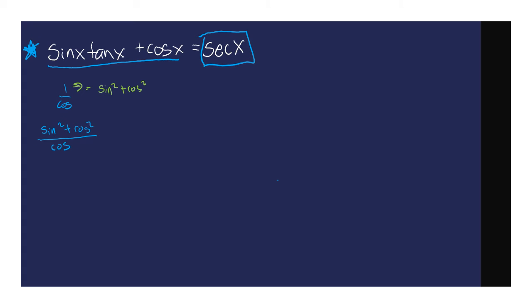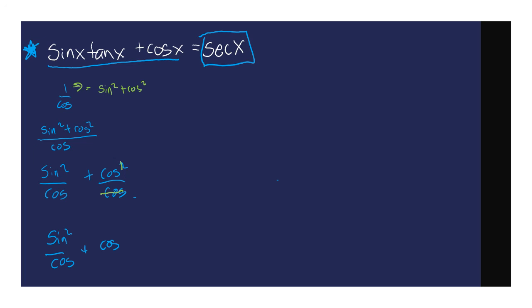And then what we're going to do is split the fraction. Well, it's not really splitting the fraction, it's just changing the way that it looks. So we're going to have sine squared over cosine plus cosine squared over cosine. We're going to do a little bit of simplifying here. So first we've got cosine in the denominator. We can cancel one of these out. And so we're left with sine squared over cosine plus cosine.